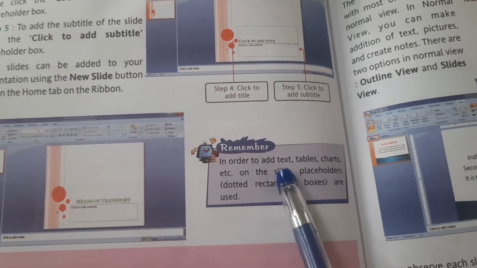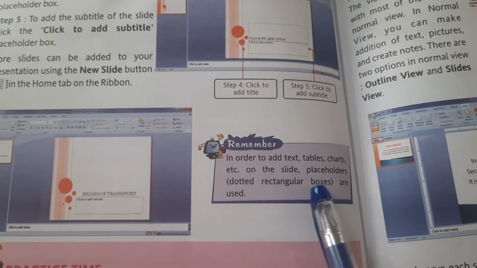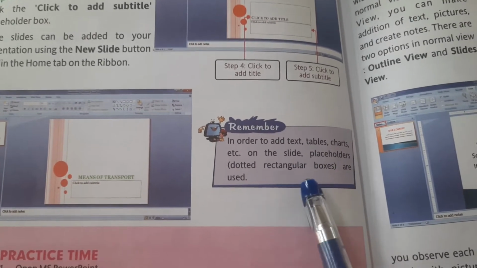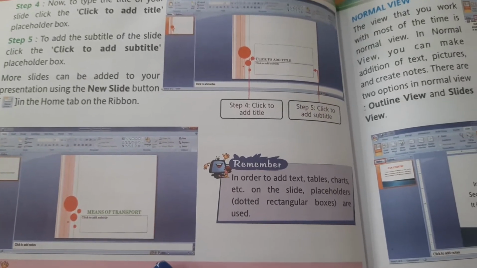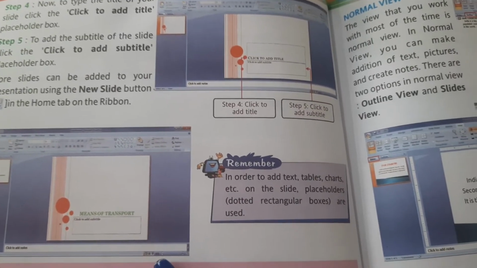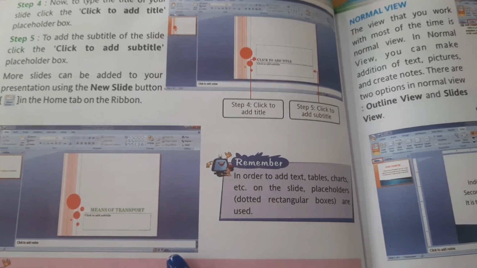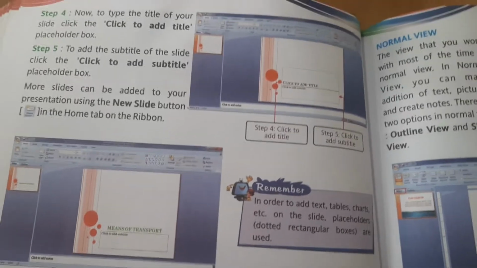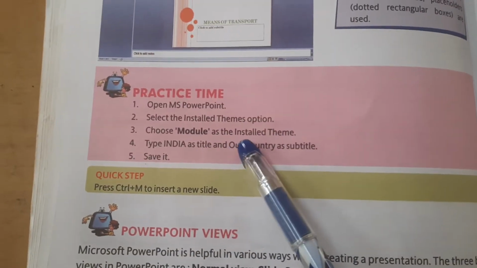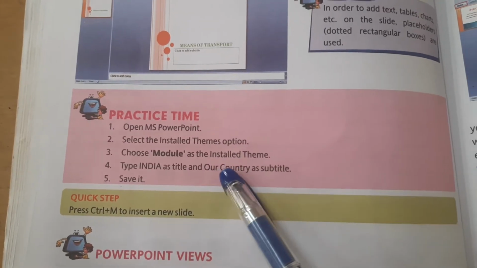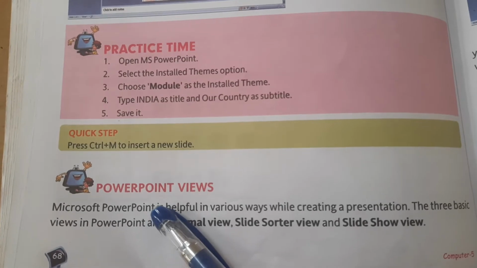Remember, in order to add texts, tables, charts, etc. on the slide, placeholders, dotted rectangular boxes, are used. So I have already explained to you in detail that without a placeholder you cannot place anything in the slides, except in the blank slide. Now practice time, you can practice at home in your system if you have, under the guidance of your parents. Now PowerPoint views.